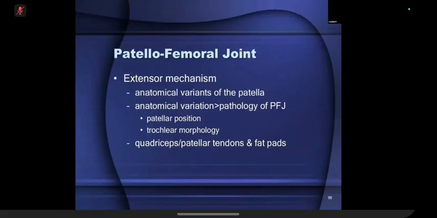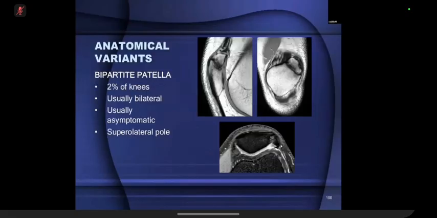Very important to be aware of the normal anatomical variants of the patella. They can be important pitfalls. Important to understand the anatomical basis of the pathology of patellofemoral joint in terms of patellar positioning and the trochlear morphology. And important to understand the importance of the quadriceps tendon, patellar tendons, and the anterior femoral and knee joint fat pads. So I'm going to briefly cover all of these areas.